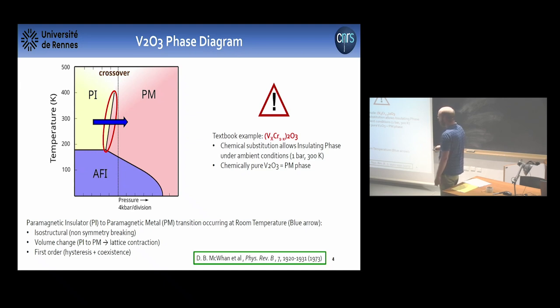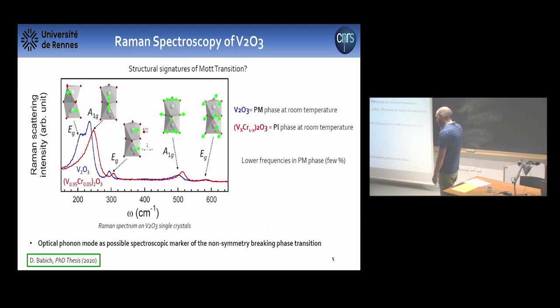You have a large volume change in the case of V2O3. This is first order, meaning that you have hysteresis and coexistence. This is what we will be looking at, this Mott transition. If you want to investigate this, you can do transport measurements or diffraction, but this might be tedious in our case, under pressure.